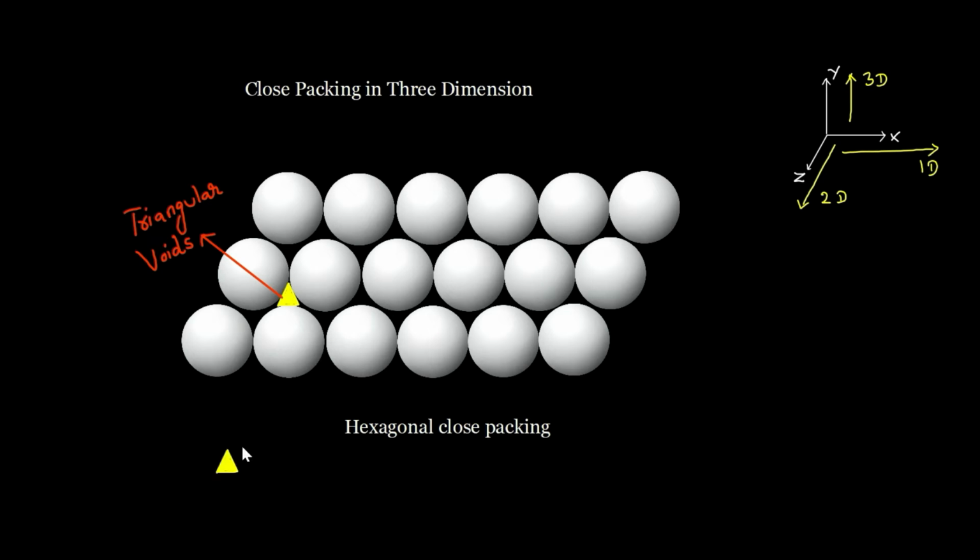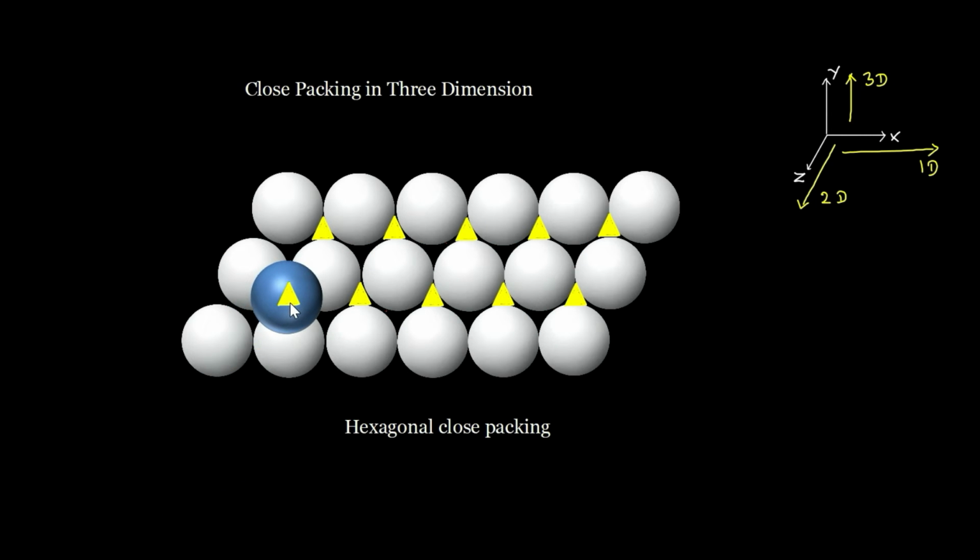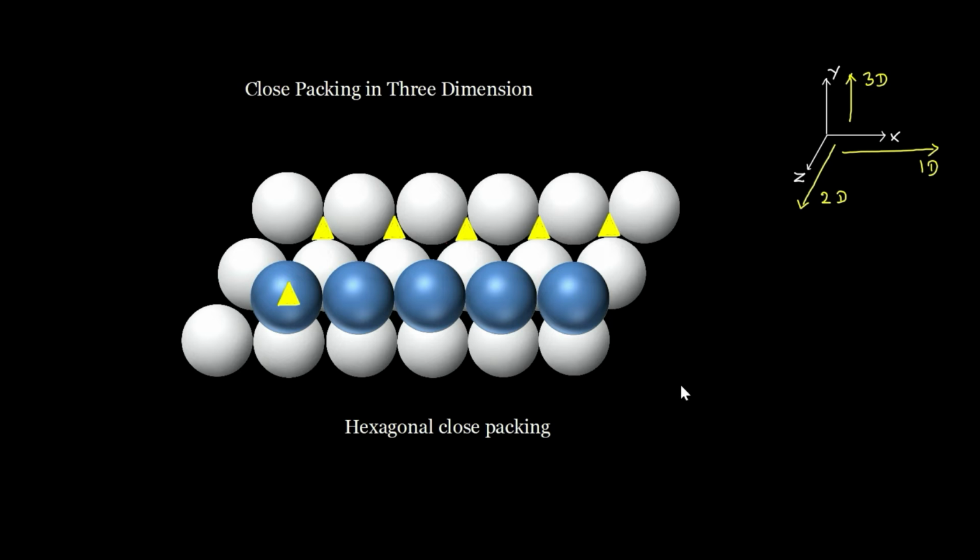So first we shall locate all such triangular voids. And you also have triangular voids in the opposite direction, but we shall consider any one type of triangular voids and keep the atoms above such triangular voids. If we place the atoms above the triangular voids of the first layer, then we get an arrangement like this.